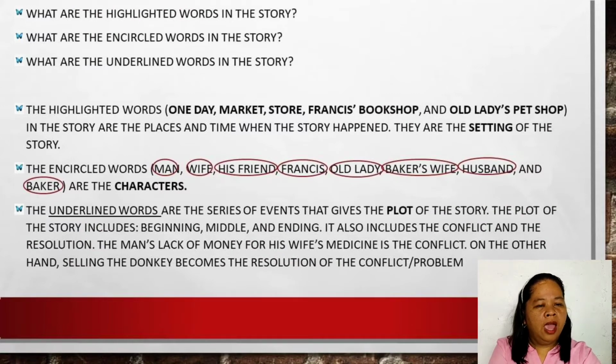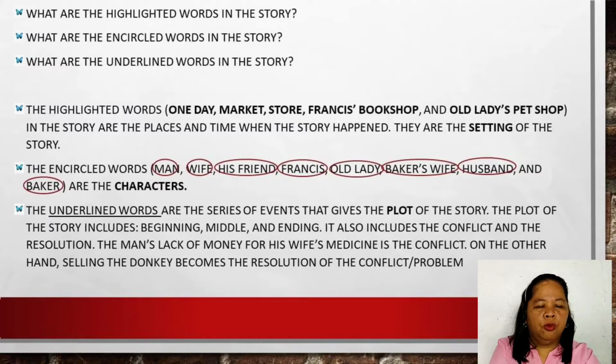Now, what are the highlighted words in the story? What are the encircled words in the story? What are the underlined words in the story? The highlighted words are the following: one day, market, store, Francis, bookshop, and old lady pet shop. In the story are the places and time when the story happened. They are the setting of the story.